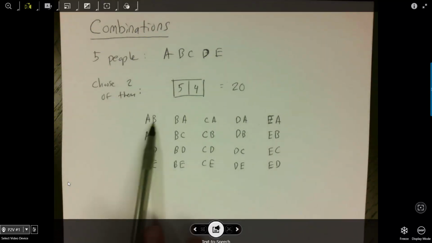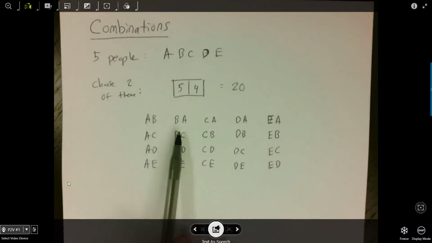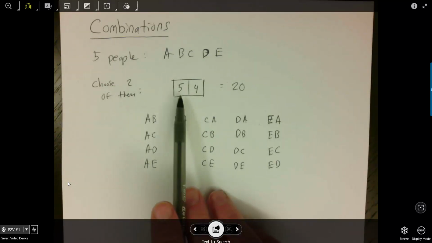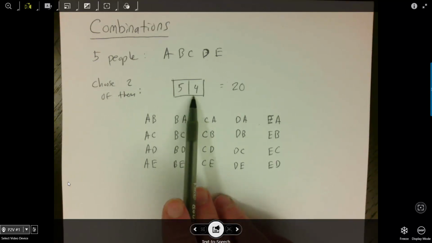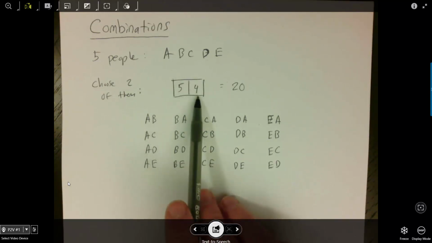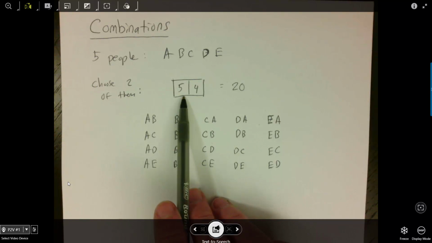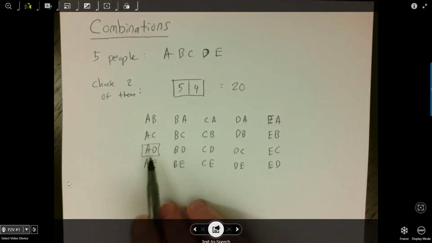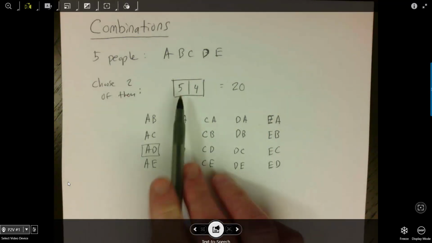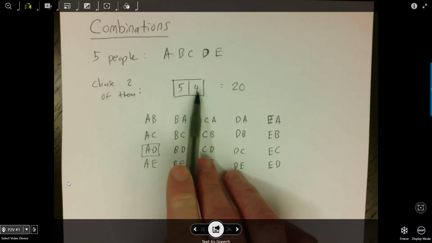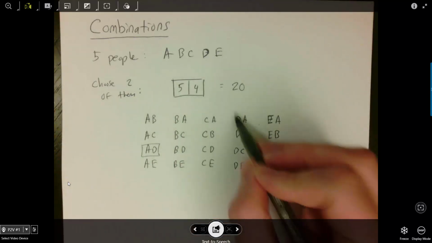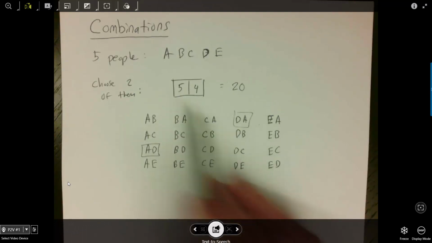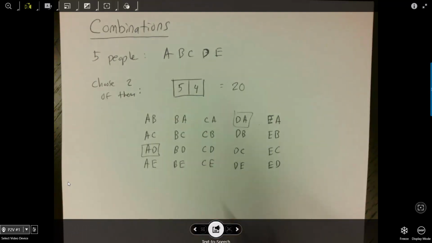So here they are. This column is the column where I chose A to go first as my first person. This column is where B was my first choice, and C, and so on. My restriction here that for the second person there's only 4 choices is only restricting me to say that the person I choose second can't be the same person as I chose first. But it doesn't stop me from counting, let's say, this possibility twice. Because if I'm choosing A as my first person, there's nothing stopping me from choosing D as my second person. Or I'm also counting the possibility of choosing D as my first person and then A as my second person.